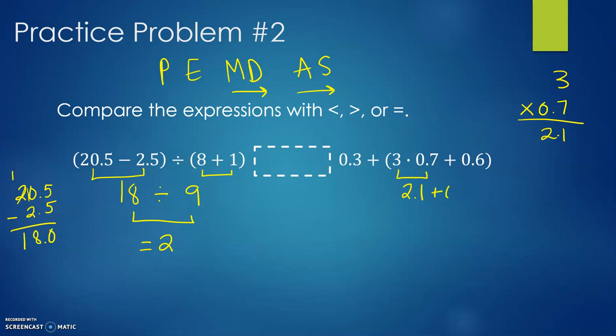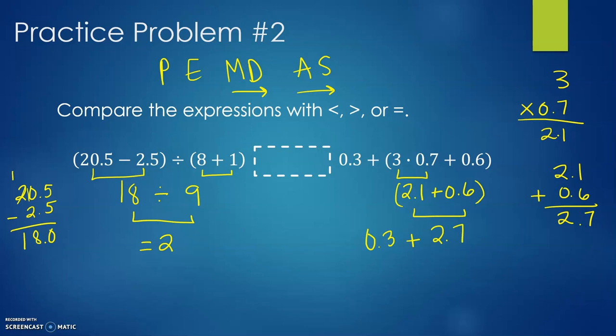And we're going to add 0.6 to that. And 1 plus 6 is 7. My decimal just comes straight down, and 2 plus 0 is 2. So on this side, I have 0.3 plus 2.7. And when you add those together, that's 10. And my answer is 3 wholes on this side. So they are not equal.